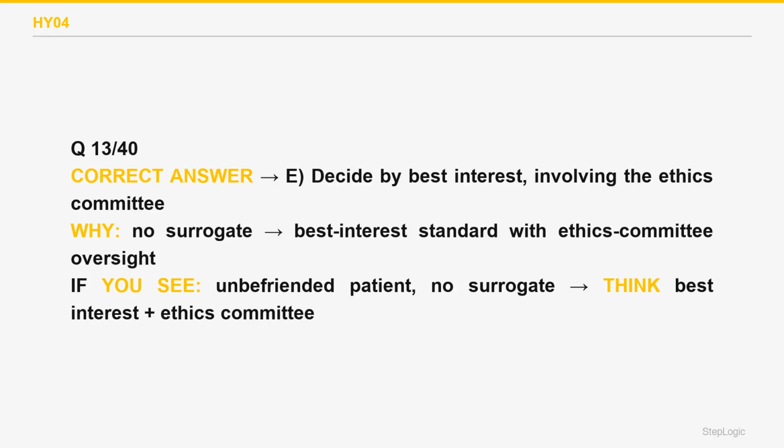The correct answer is C. A physician deciding alone and in private lacks the oversight needed to protect a patient who has no advocate. Safeguards like an ethics committee exist precisely for this. Choice B is wrong. Waiting indefinitely for a surrogate who may never come would harm the patient by delaying a needed decision. Choice D is wrong. Decide by best interest with the ethics committee.